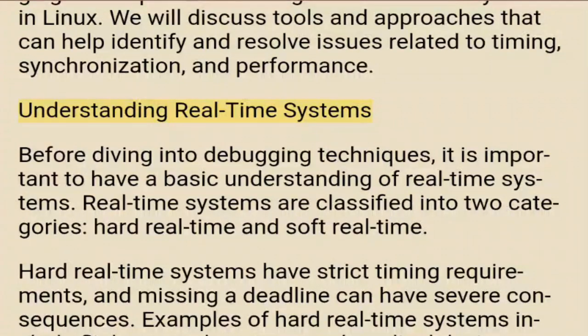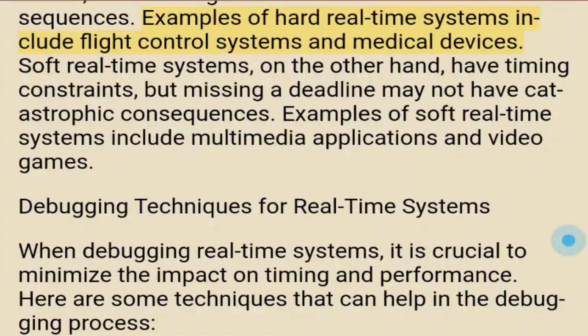Understanding real-time systems. Before diving into debugging techniques, it is important to have a basic understanding of real-time systems. Real-time systems are classified into two categories: hard real-time and soft real-time. Hard real-time systems have strict timing requirements, and missing a deadline can have severe consequences. Examples of hard real-time systems include flight control systems and medical devices.